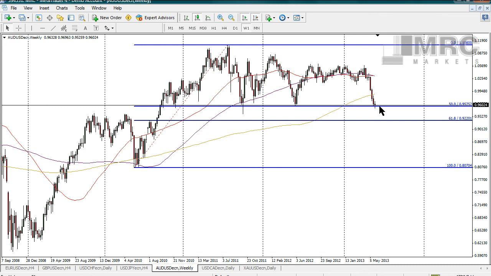It's like bashing a door down. The more times you bash it, the more times it's likely to break. So similar sort of example here with this Aussie dollar, but of course it could hold. There's nothing stopping it holding.